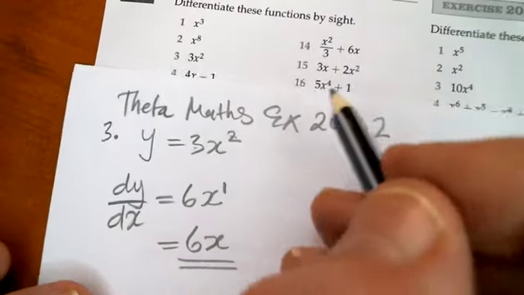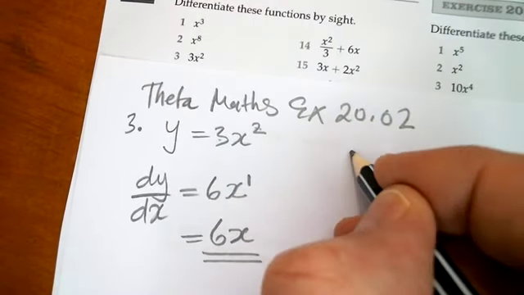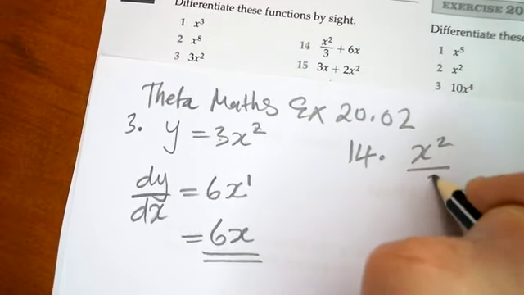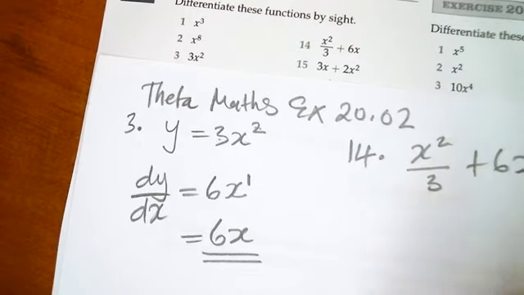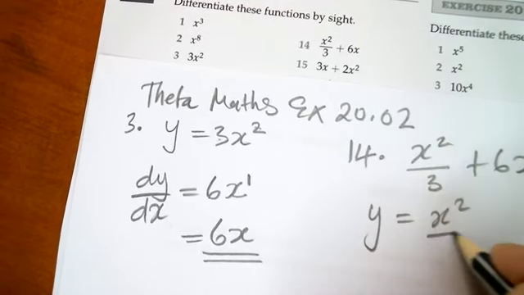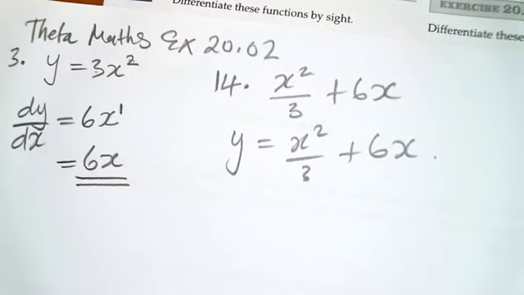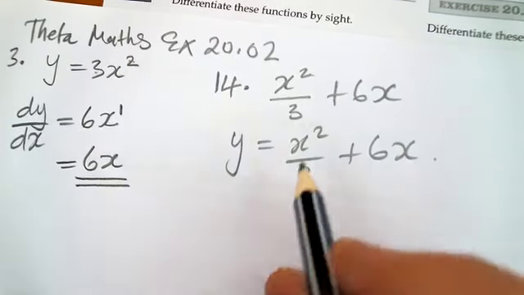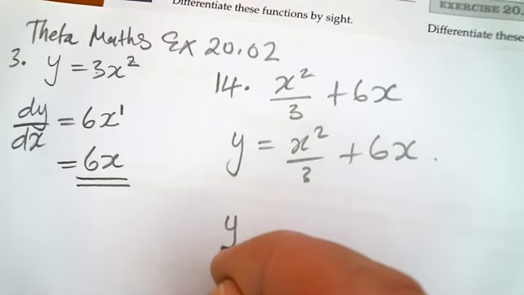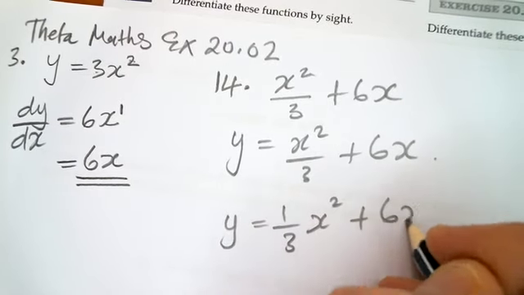We'll look at number 14. Look at that, it's very cool. So number 14, I've got x squared on 3 plus 6x. I'm going to make that y is equal to x squared on 3 plus 6x. What's the coefficient here? Well, this is going to be a third. In fact, I could just rewrite that as y is equal to 1/3 x squared plus 6x.